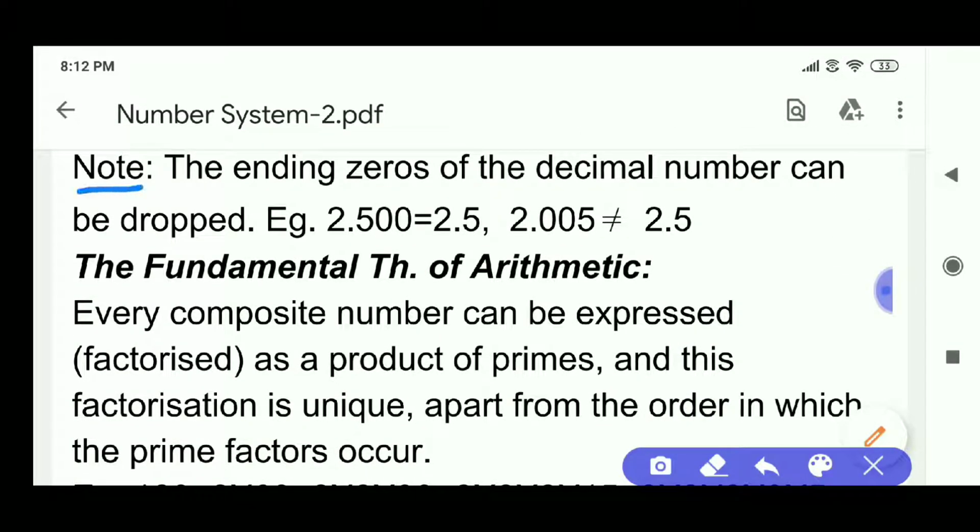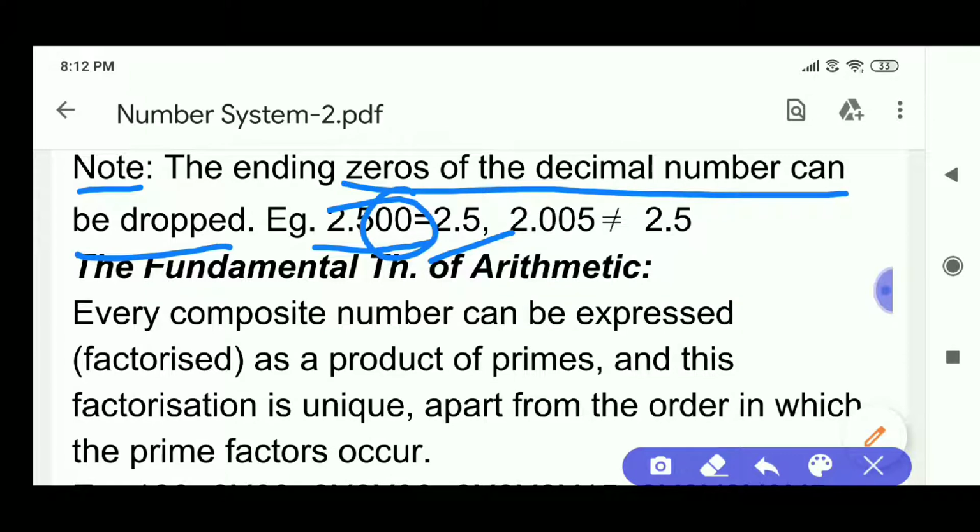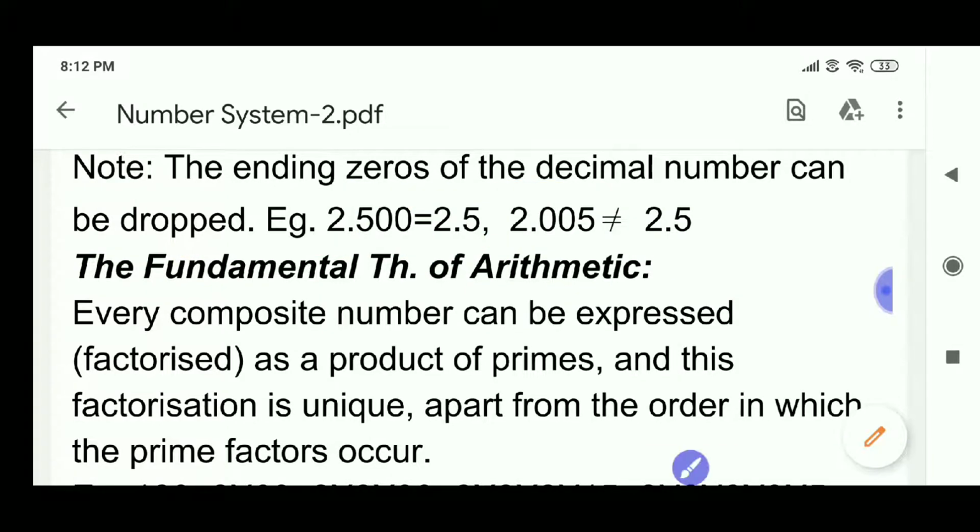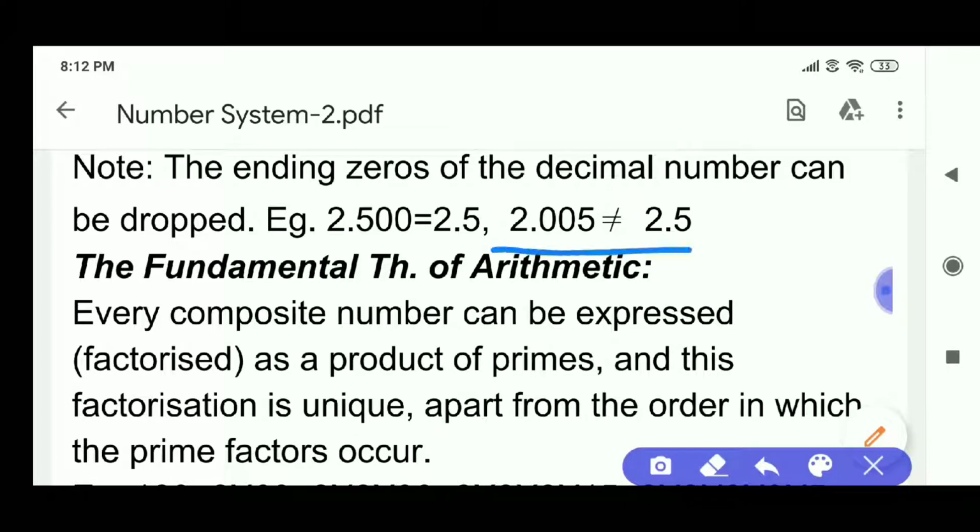Note, the ending zeros of decimal number can be dropped. That means 2.500 is equal to 2.5. The ending zeros can be dropped. Dear students, note carefully. 2.005 is not equal to 2.5 because these zeros are not ending zeros.